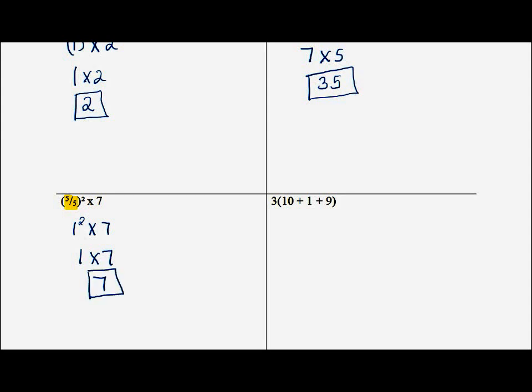That's my final answer. And then this last one, once again, I have a set of parentheses. So I have to evaluate that first. So I'll bring down the 3. 10 plus 1 is 11, plus 9 is 20. So this becomes 3 times 20. 3 times 20 is 60. And that's my final answer.